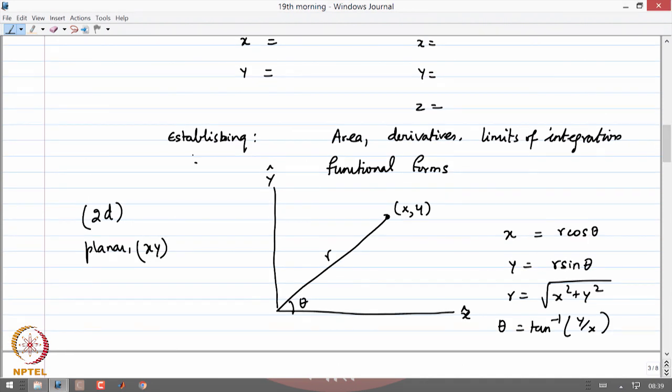Equivalence essentially means we have to establish the equivalence in the areas, the derivatives, limits of integration and functional forms, because we are using all these ideas in the solution of the Schrodinger equation.